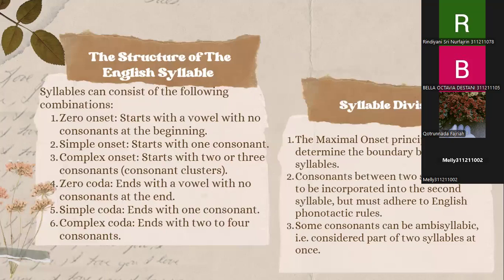The structure of the English syllable can consist of the following combinations: zero onset, simple onset, complex onset, zero coda, simple coda, and complex coda. And about syllable division, the first one, the maximal onset principle, is used to determine the boundary between two syllables. Consonants between two syllables tend to be incorporated into the second syllable, but must adhere to English phonetic rules. And some consonants can be ambisyllabic, in other words, considered part of two syllables at once.